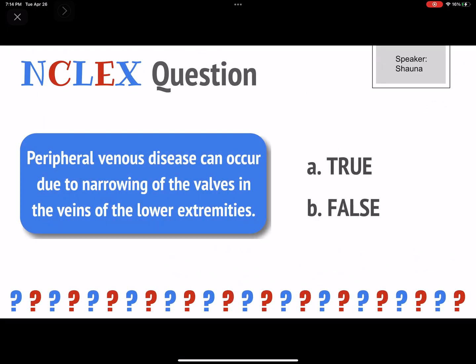Okay, guys, it's time for another NCLEX question. Peripheral venous disease can occur due to the narrowing of valves in the veins of the lower extremities. True or false? The answer is false. Peripheral venous disease can occur due to overstretched valves of the veins in the lower extremities. These valves are not narrowed. In addition, it can occur when the veins become damaged.